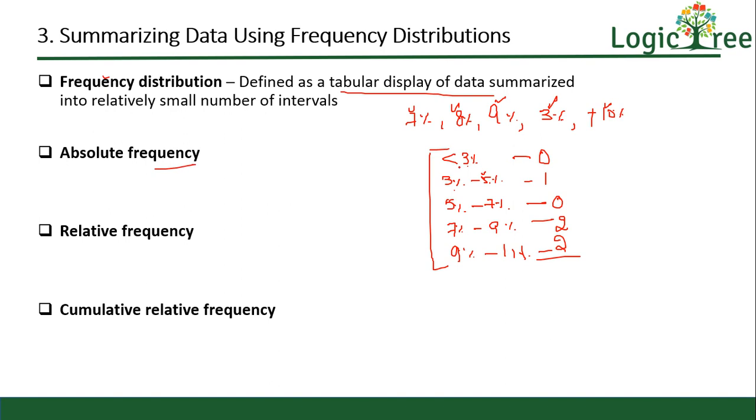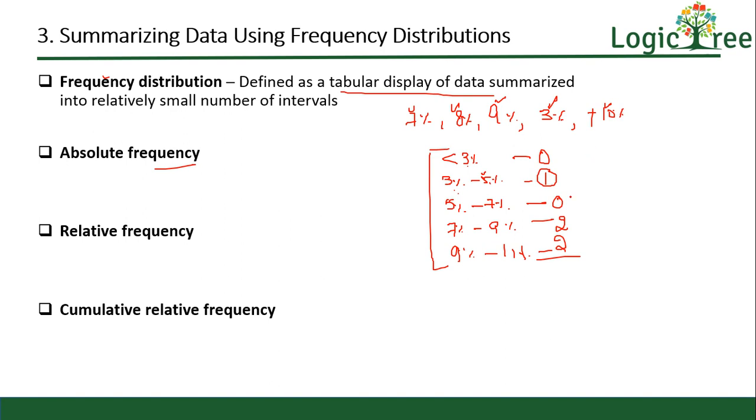Now absolute frequency is the number of times the stock has repeated in this interval. So in this case 1 is the absolute frequency for the interval 3% to 5%, while it is 0 for the intervals less than 3%.